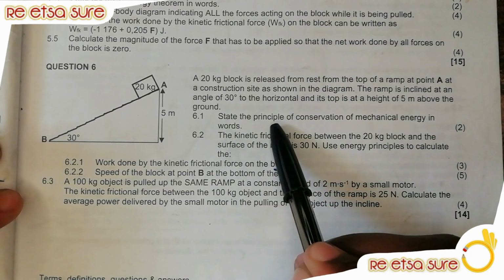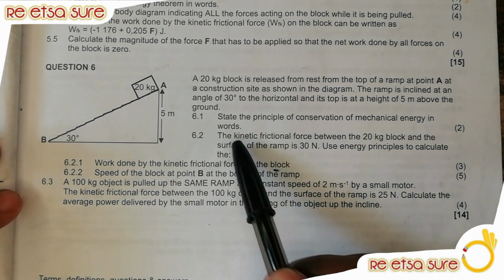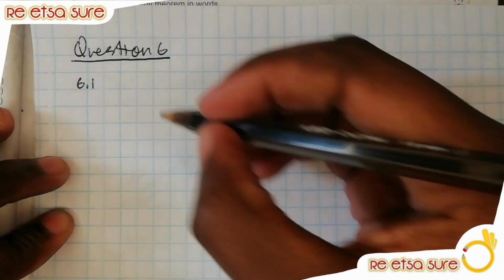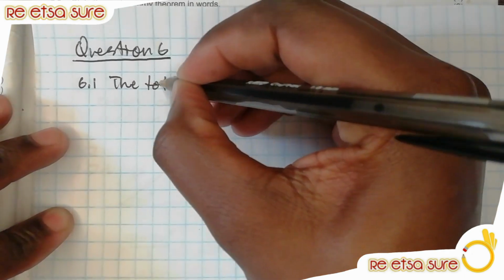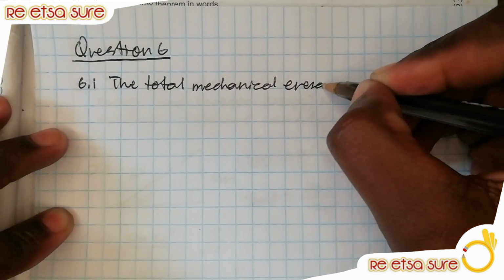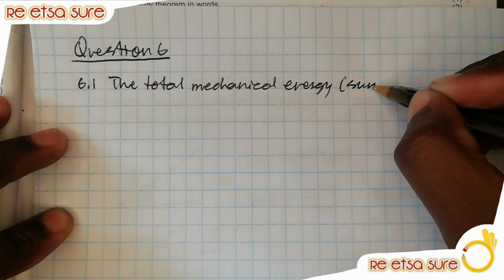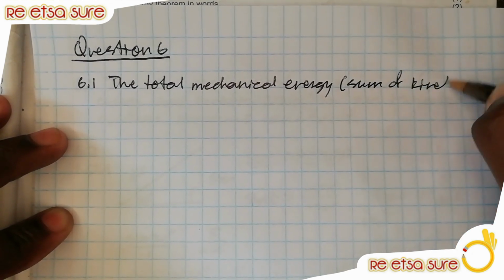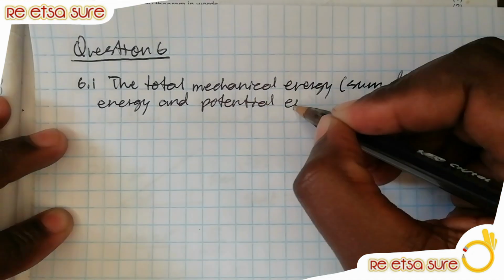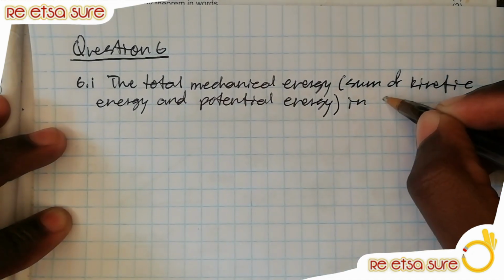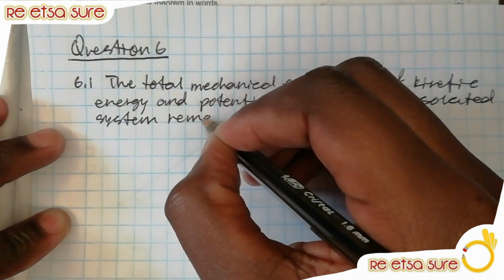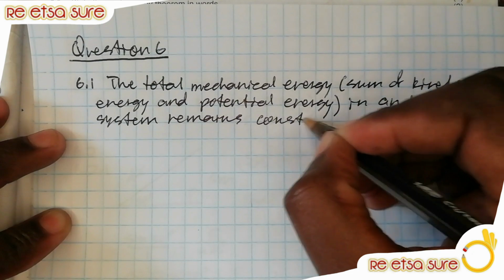6.1. State the principle of conservation of mechanical energy in words. Now, the principle of conservation of mechanical energy states that the total mechanical energy, which is the sum of kinetic energy and potential energy in an isolated system, remains constant.